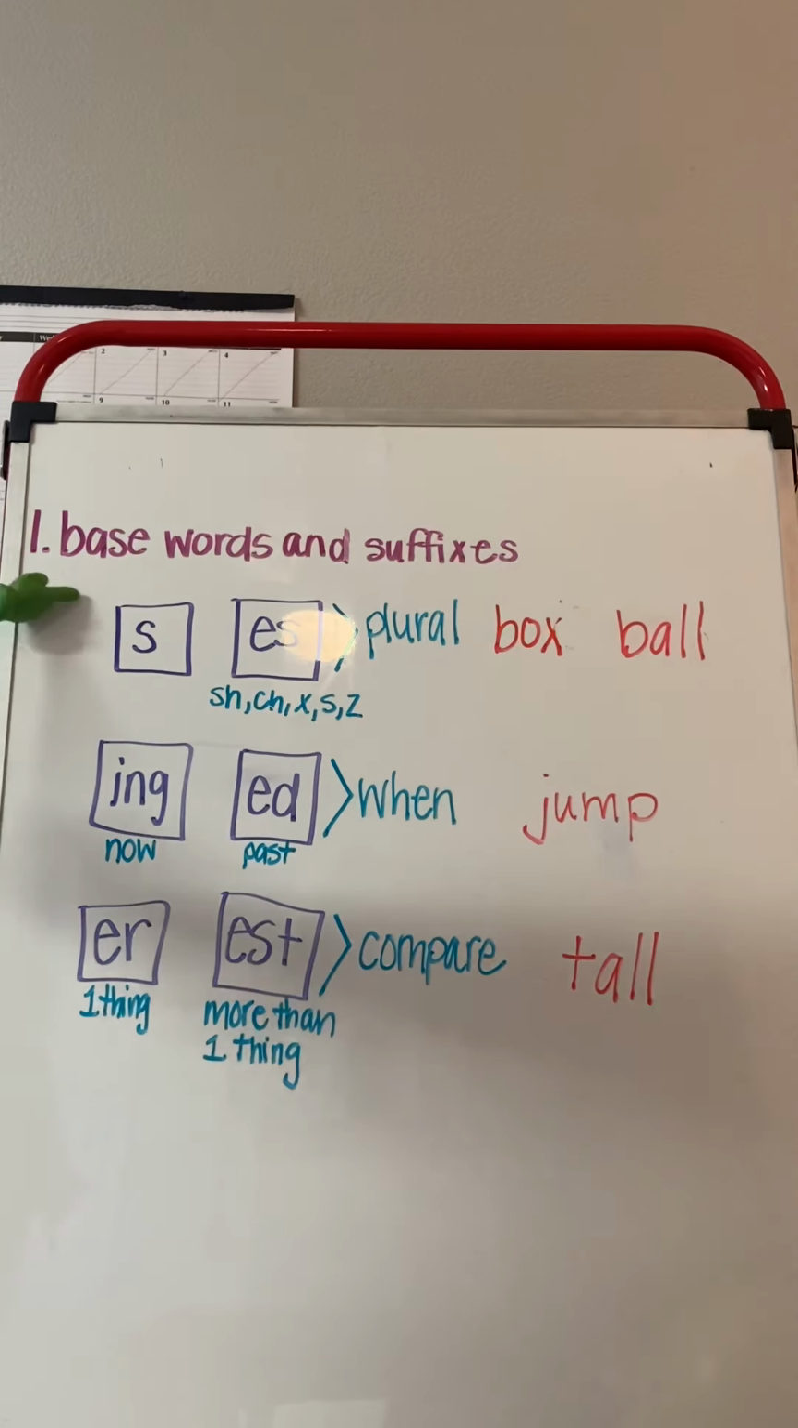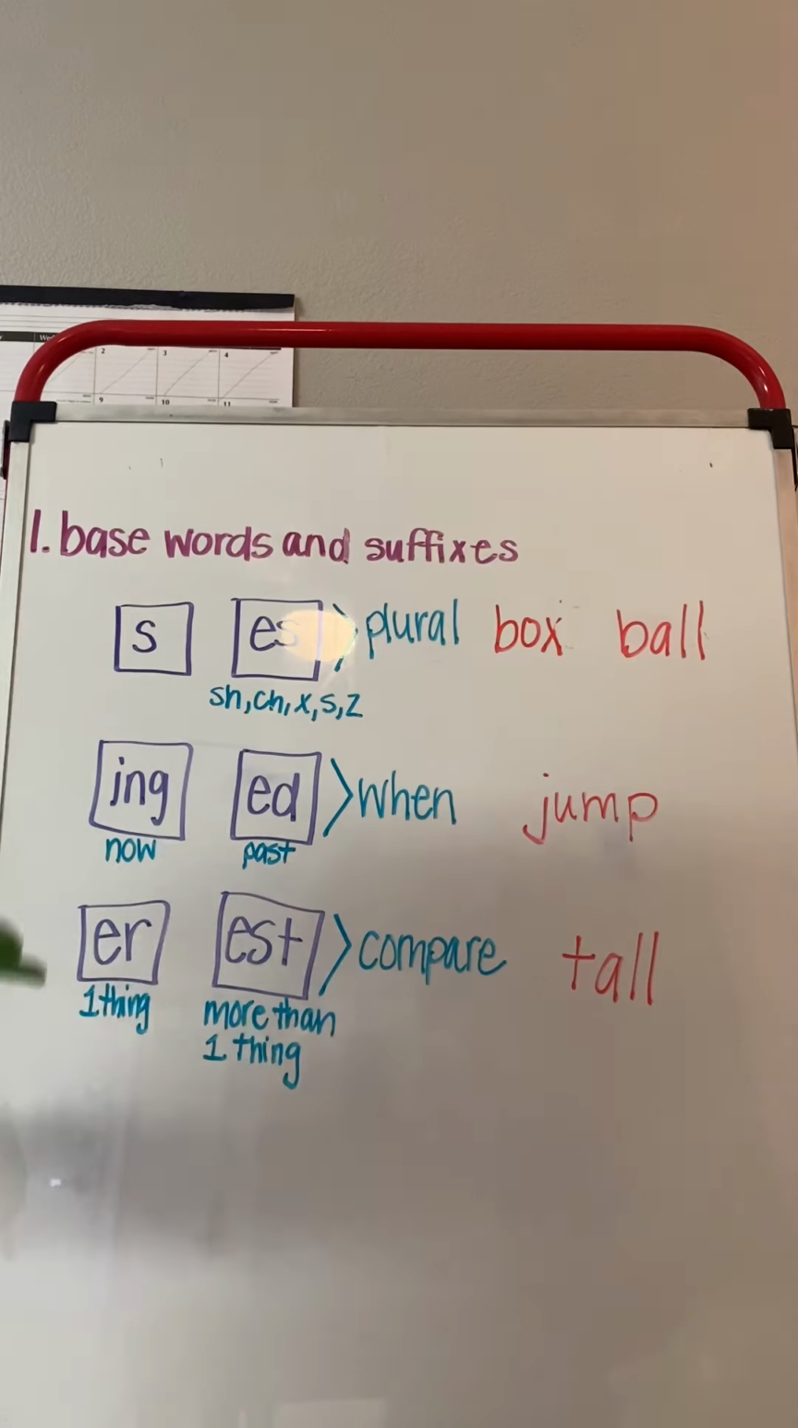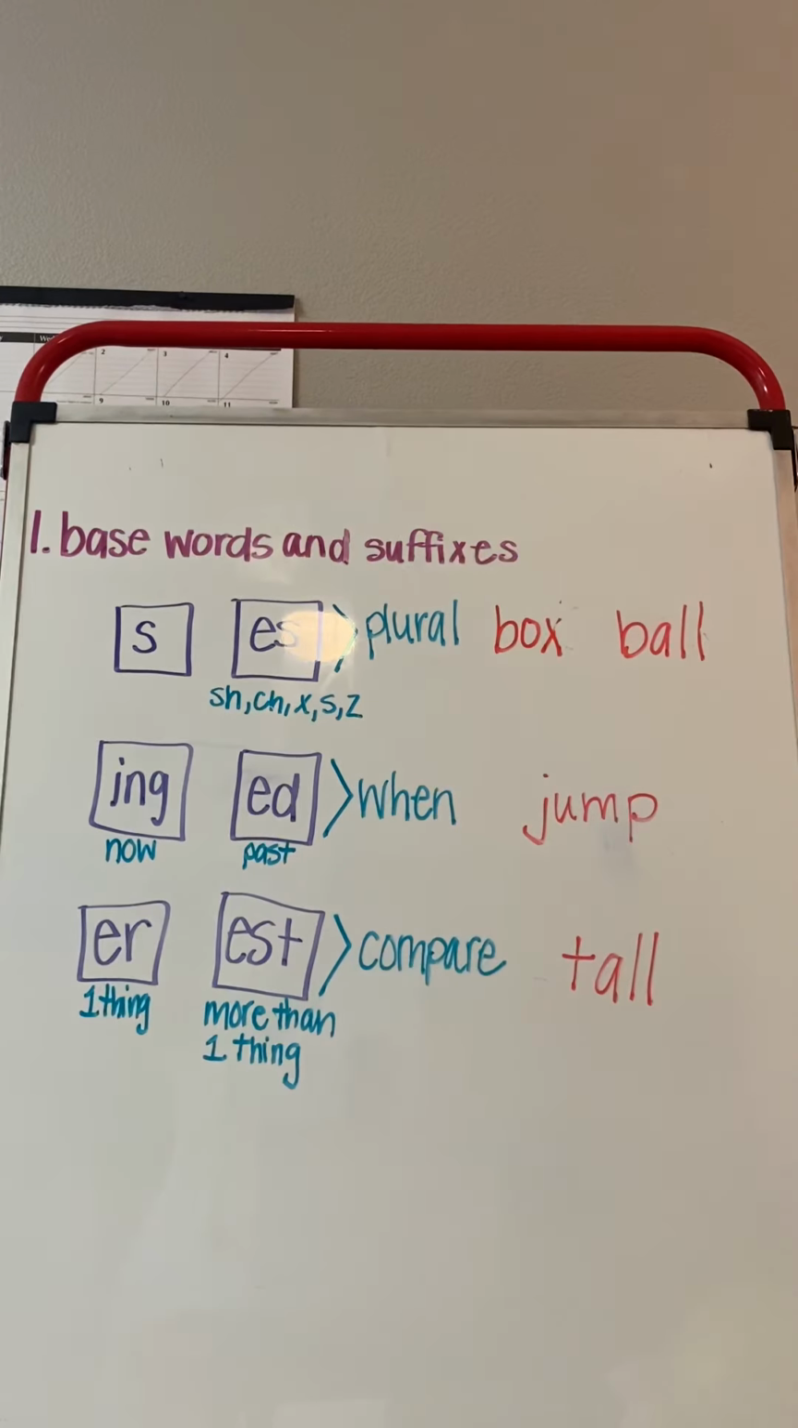The reason I have them split up into 3 groups here is because these 2 suffixes go together, these 2 do the same, and these 2 do the same, okay? Not necessarily work together, but they go together in some of the rules or the meanings. If we take a look at S and ES, both of those suffixes are used to make a word plural. And remember, plural means more than one.